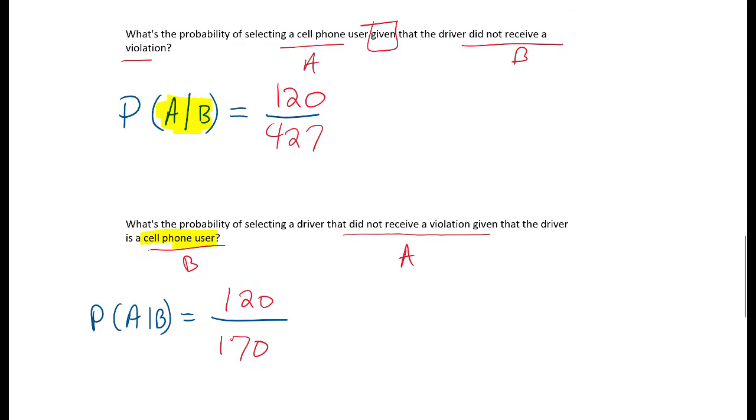So as you can see, between the last two questions, the numerator was the same, but the denominator was different because we are conditioning. We are restricting our domains there. Okay.